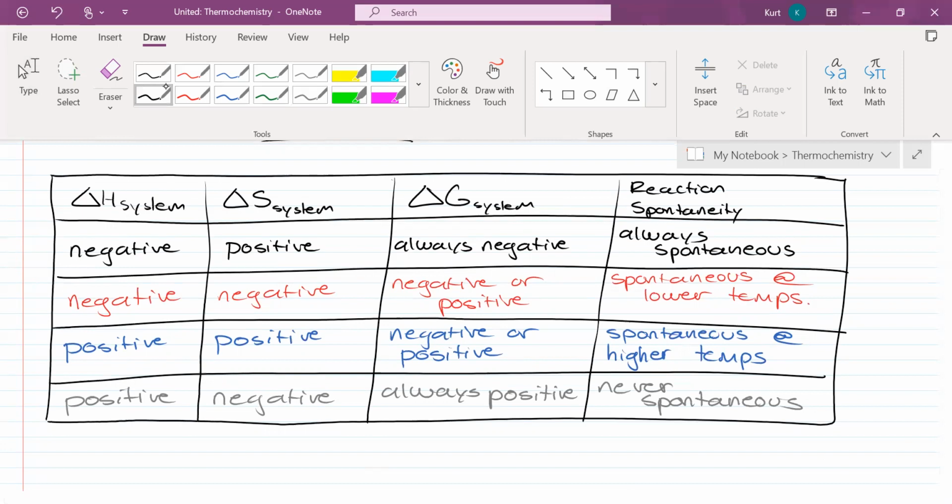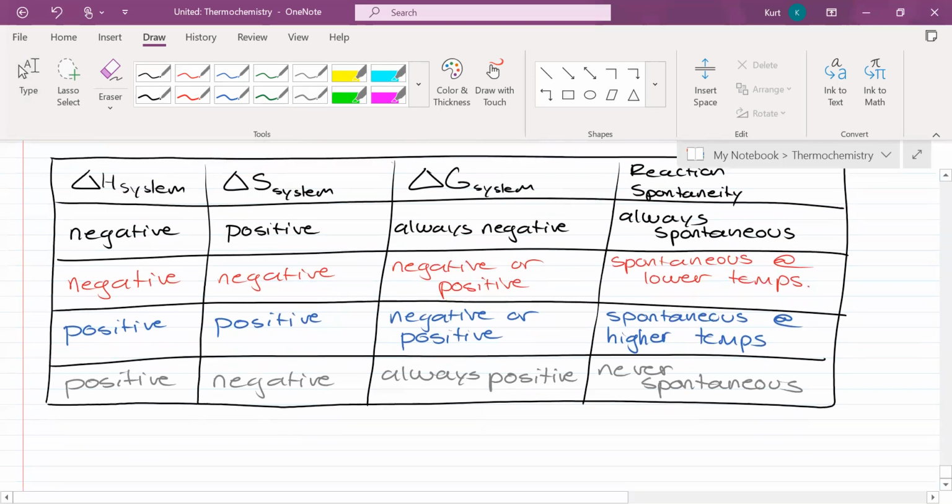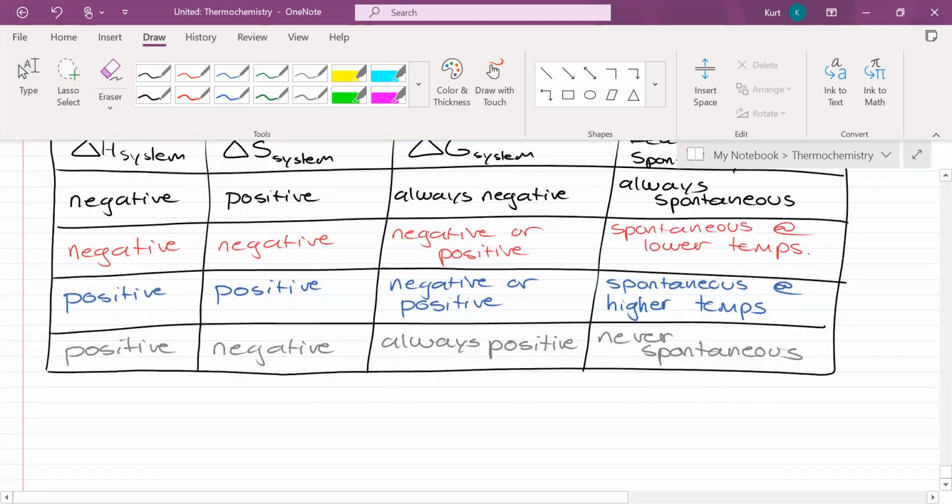All right, and let's do our final practice problem of the year. You okay, Emma? Mm-hmm.